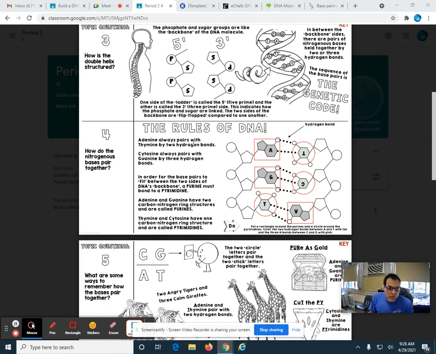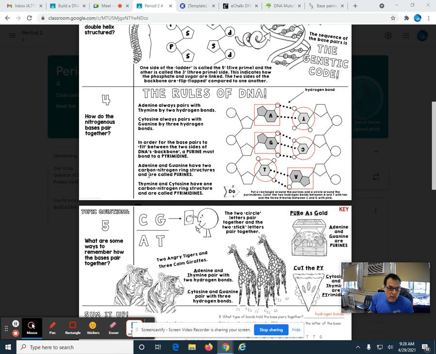The code, the rules of DNA are that adenine (A) always binds with thymine (T), and guanine (G) always binds with cytosine (C). Okay? So adenine and guanine have 2 carbon-nitrogen ring structures called purines. Thymine and cytosine have 1 carbon-nitrogen ring structure and are called pyrimidines. And again, A binds with T, G binds with C, and it's basically this complementary shape idea, right?